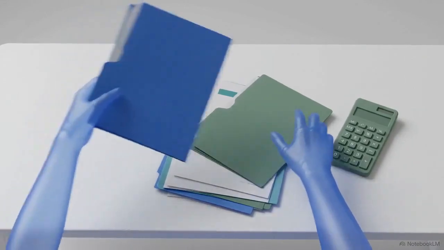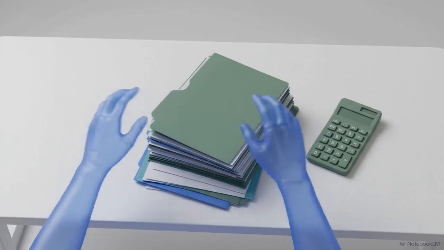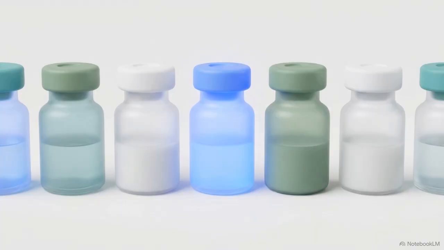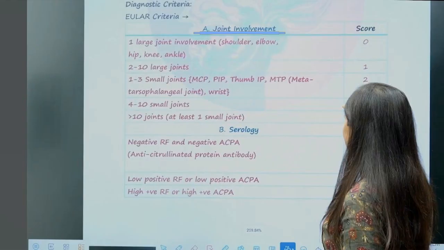This session is an exercise in clinical first principles. First, we will run the EULAR math to verify the condition exists. Only then will we outline the exact pharmacological arsenal required to manage it. Let's move to the digital board and break down the exact EULAR scoring table.